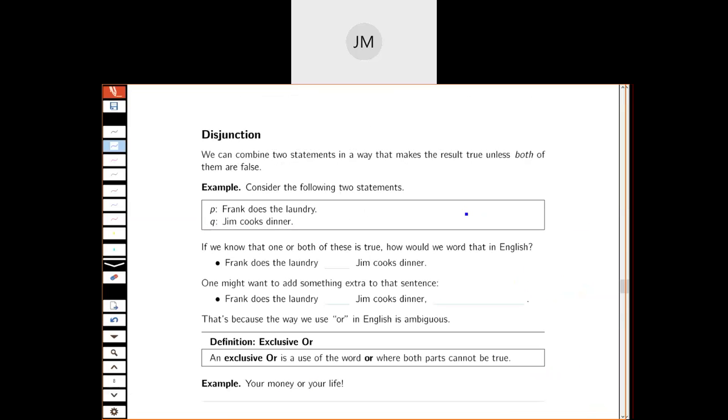Okay. So now let's look at a disjunction, right? Here we want to combine 2 statements in a way that makes the result true unless both of them are false. Okay. So if I have the statement, Frank does the laundry, and I have the statement, Jim cooks dinner, and I want what I say to be true unless both of these things are false, what word in the English language do you think I could use to combine them?